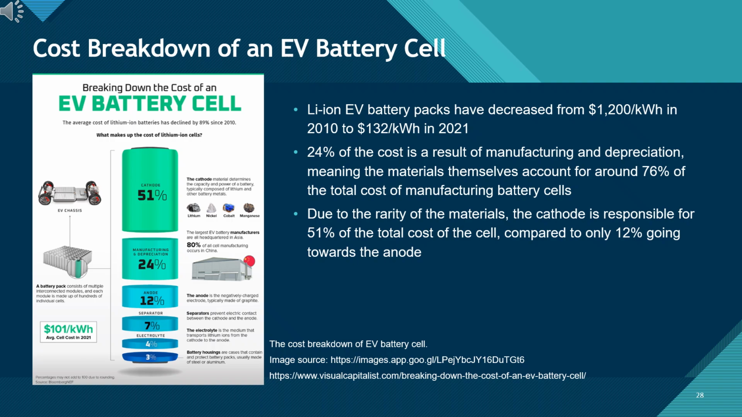The good news is that we are getting much more efficient. As the text notes, the average cost of battery packs has dropped dramatically, from over $1,200 per kilowatt-hour in 2010 to around $132 recently. However, with manufacturing and depreciation making up 24% of the cost, your role is vital. Every time we reduce scrap or improve the line efficiency, we are directly attacking the second biggest cost driver in the entire battery. So, while we can't control the price of nickel, we can control how efficiently we build these cells.